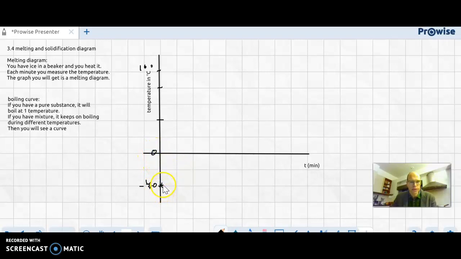And after a minute we measure the temperature again. And it's minus 20. And then after a minute we measure temperature again. It's now 0. Sorry, 0, all is good. And after a minute we measure temperature again. And it is still 0. What the?